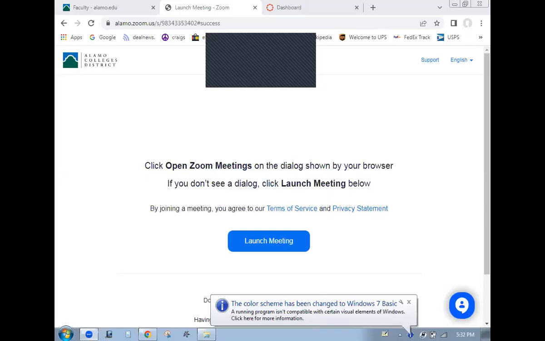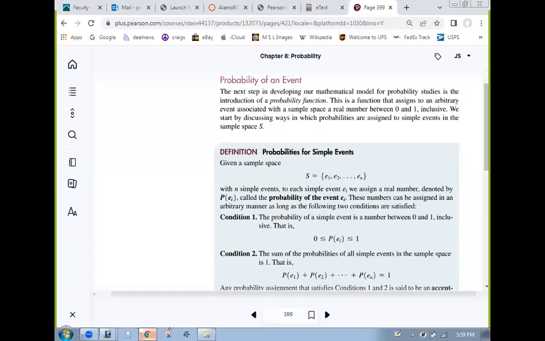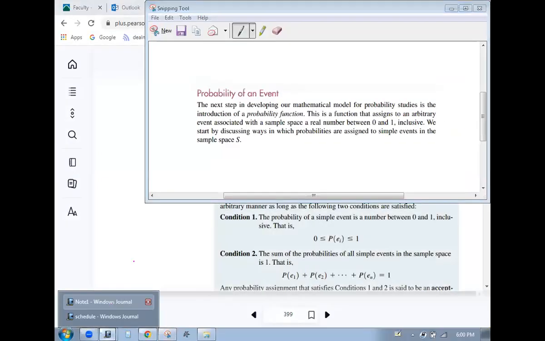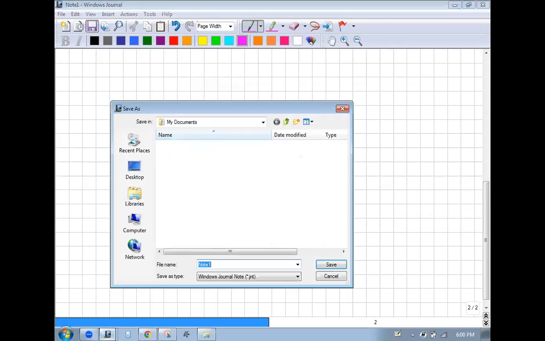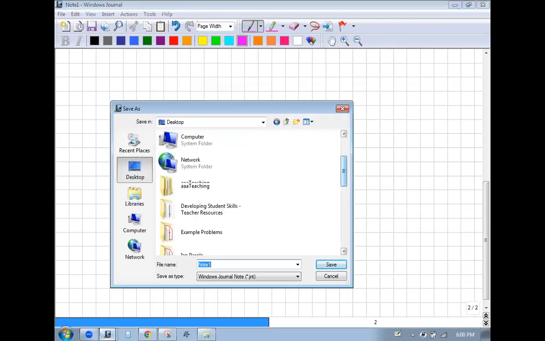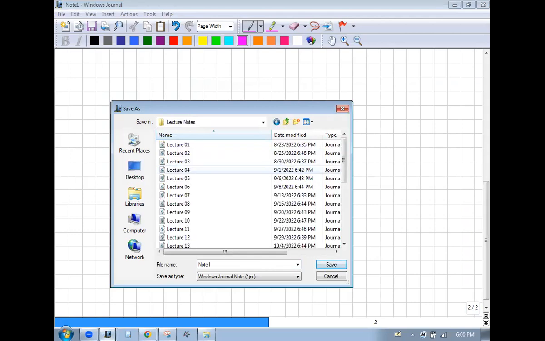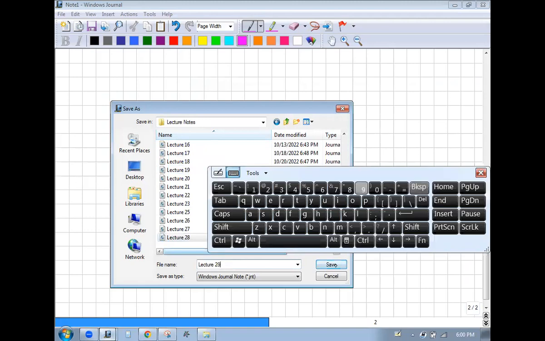All right, share. We don't need to. I'm familiar with the basic ideas of probabilities. So 29.